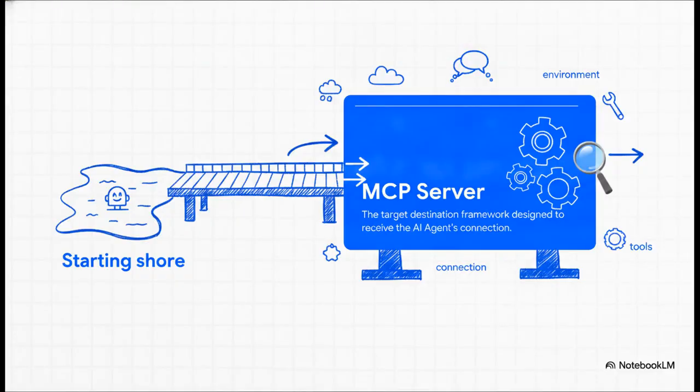The MCP server, or Model Context Protocol server, is the target destination framework designed to receive the AI agent's connection. If our agent is the starting shore, the MCP server is the unshakable foundation on the receiving end. The Model Context Protocol is absolutely critical here, guys, because it standardizes how AI models access data and tools. This server houses the secure environment, the local file structures, and the exact execution tools the agent needs to become truly useful. Its entire architectural purpose is to act as this universal plug, catching the connection that the agent throws across the gap, and then seamlessly translating the agent's intent into executable commands within a local or cloud ecosystem.